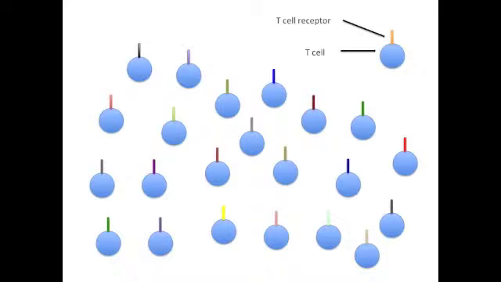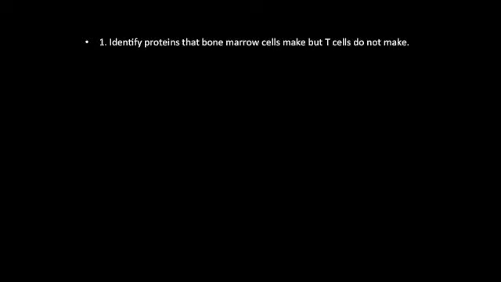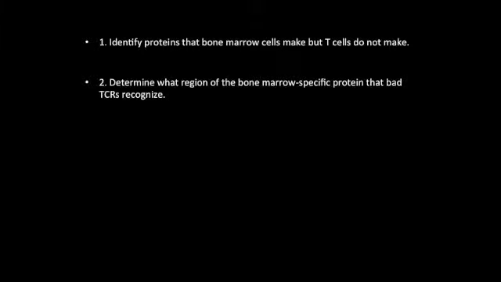With respect to aplastic anemia, we first determine the proteins that bone marrow cells make, but T cells do not make. Since bad T cells exist, they likely aren't making the bone marrow protein that their TCRs recognize, or they would just end up killing each other. Next, with experimentation and bioinformatics tools, we can determine which region of the bone marrow specific protein bad TCRs recognize.